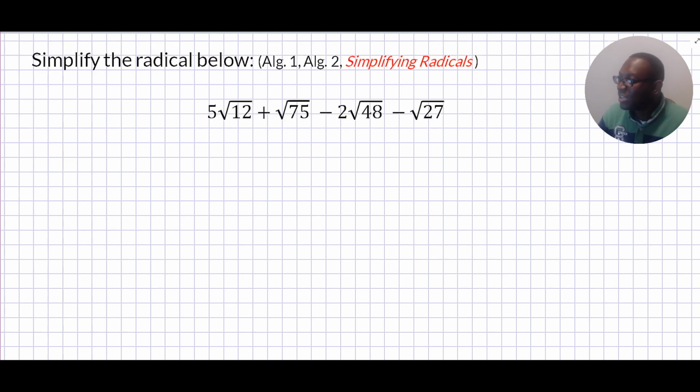Now we're going to be simplifying some radicals, and this is Algebra 1 and Algebra 2. In some school districts, you may find this in 8th grade, especially if you're in pre-AP. You may see it in 8th grade math. And so this is the expression we're going to simplify. We have a radical here. We want to simplify this radical.